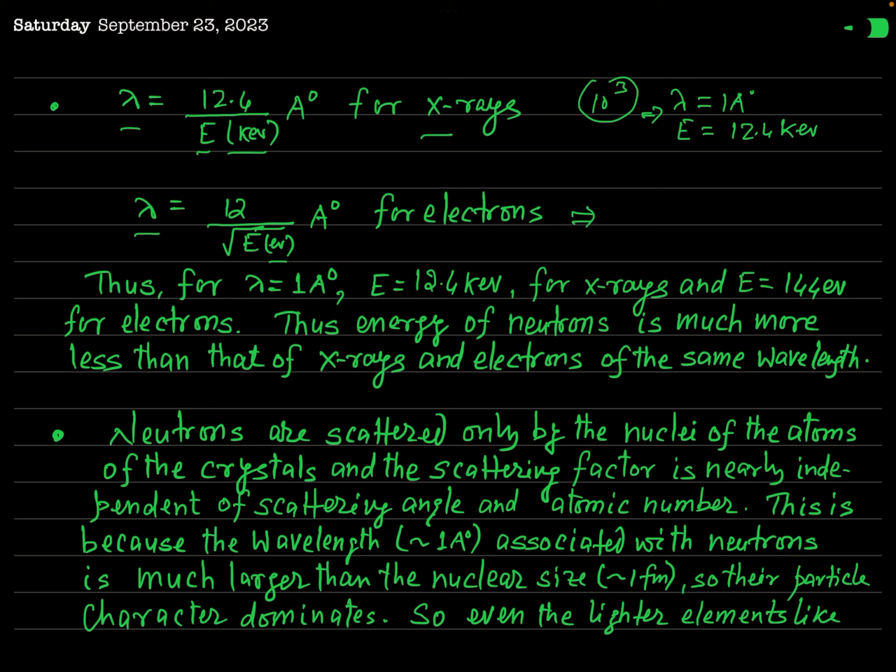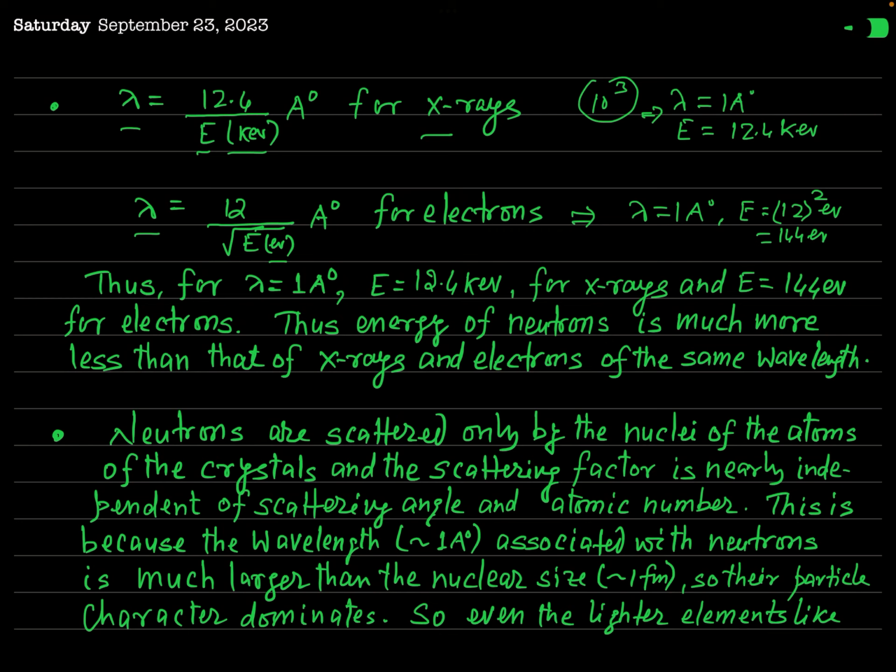And from this relation you can see that when you take lambda equal to 1 angstrom, then what will be the energy of the electron? Energy of the electron will be equal to 12 squared electron volt, that is 144 electron volt. So now you can compare the energy of neutron, energy of X-ray and energy of electron of the same wavelength.